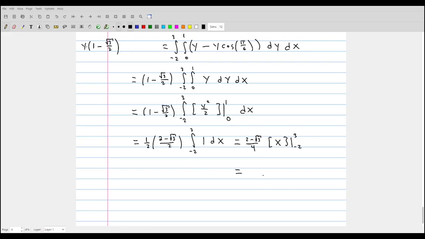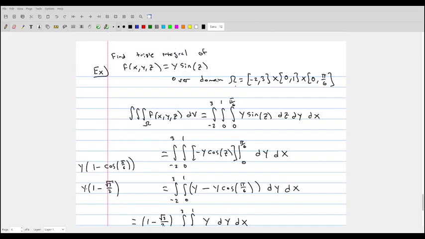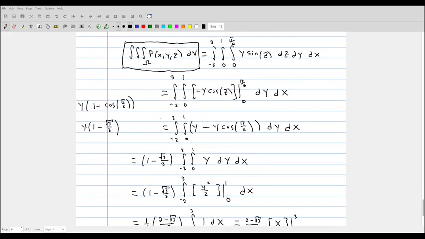So our final answer is going to be 2 minus the square root of 3 over 4 times 3 minus -2, or 5. So it's 5/4 times 2 minus the square root of 3. This value is exactly the triple integral of the function that we started with, or the accumulation of that function inside this rectangular domain.